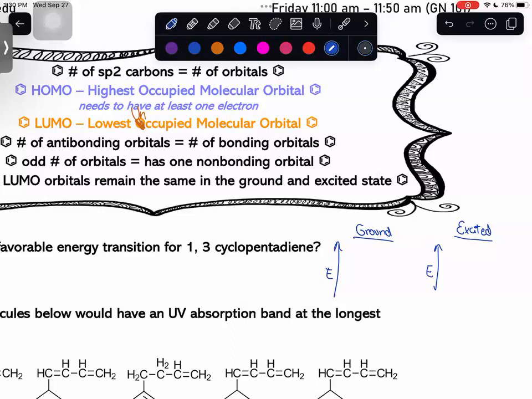1,3-cyclopentadiene. What was the question? It's HOMO to LUMO, but specify which: from pi 1 to pi 2, pi 2 to pi 3, pi 3 to pi 4. Specify. Draw the molecule. Show me both ground and excited state.